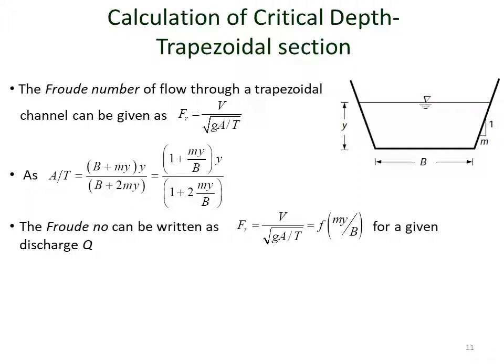The Froude number for the trapezoidal channel can be written as Fr is equal to capital V by root under G into capital A by capital T, and as capital A by capital T equals to D, we substitute the values of the cross section and the top width from the previous slides, and we can see that the Froude number is a function of my by capital B for a given discharge Q.